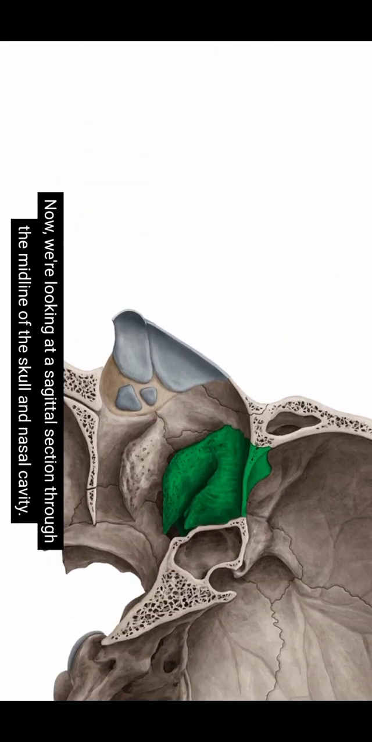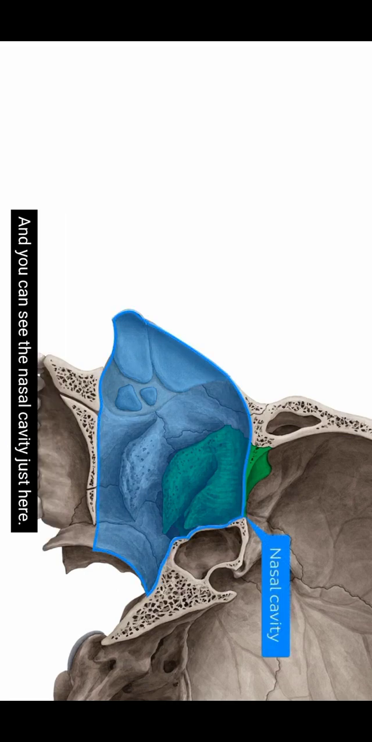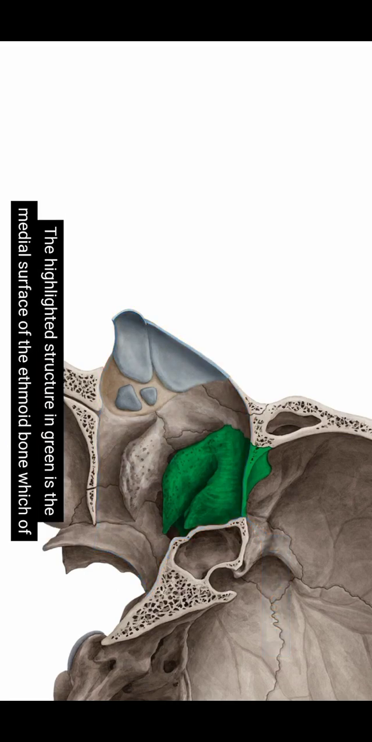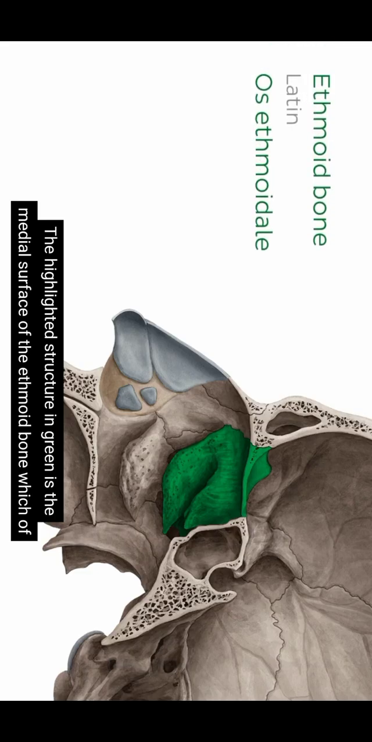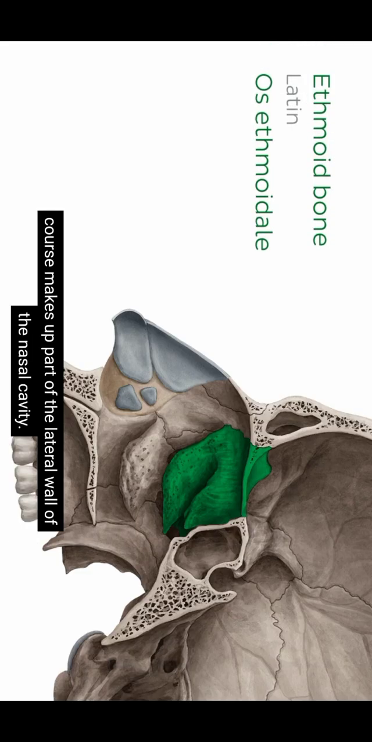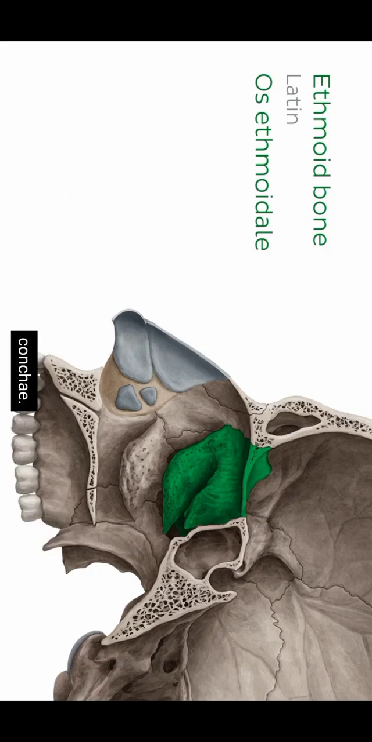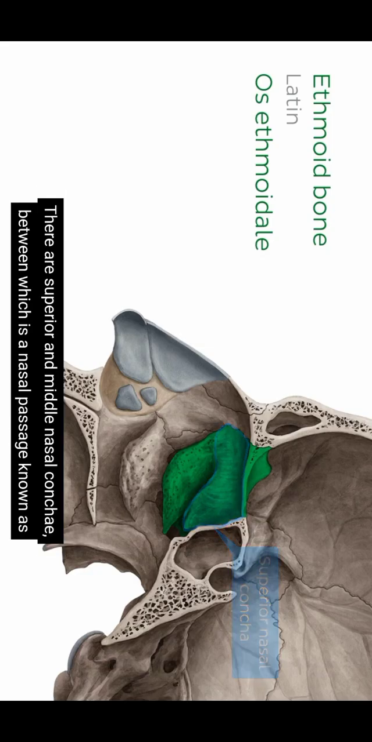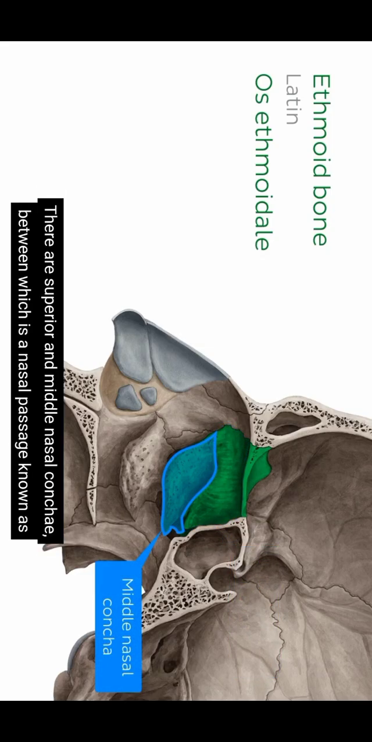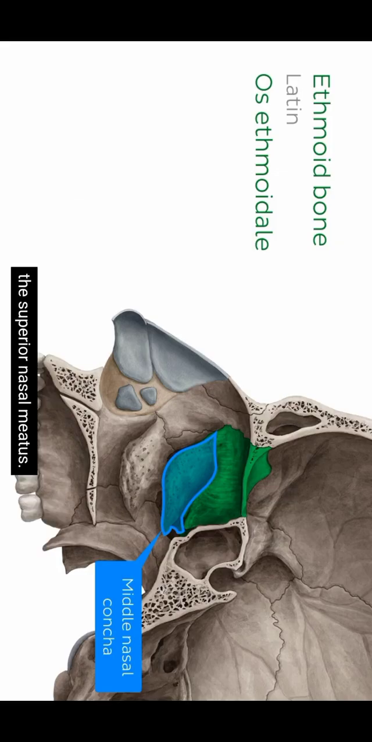Now we're looking at a sagittal section through the midline of the skull and nasal cavity. You can see the nasal cavity just here. The highlighted structure in green is the medial surface of the ethmoid bone, which of course makes up part of the lateral wall of the nasal cavity. And now, as you can see, the surface is characterized by two curved projections called the nasal conchae. There are superior and middle nasal conchae, between which is a nasal passage known as the superior nasal meatus.